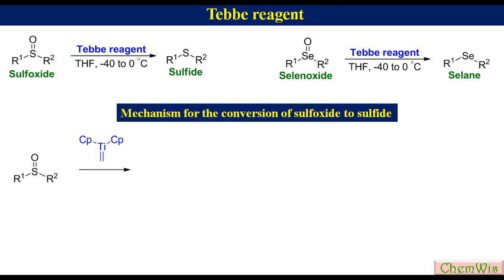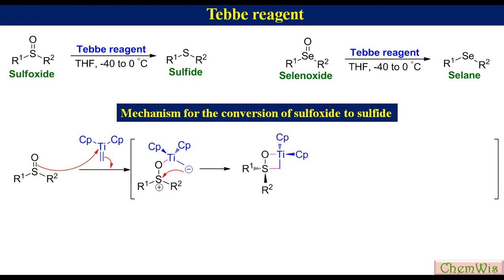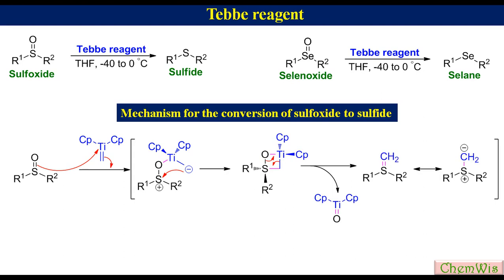Sulfoxide oxygen attacks titanium to generate a betaine intermediate, which undergoes cyclization to produce a metallacycle, which after ring opening liberates titanocene oxide and sulfonium ylide. The sulfonium ylide decomposes to sulphide upon standing due to inherent instability. The same mechanism can be applied for the conversion of selenoxide to selane.